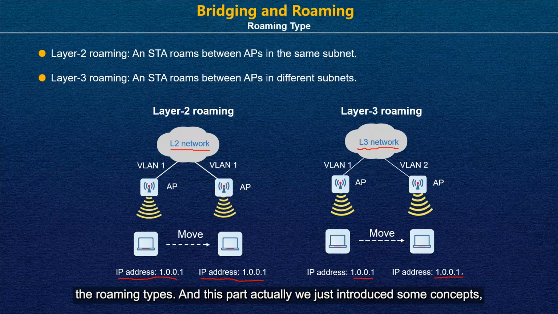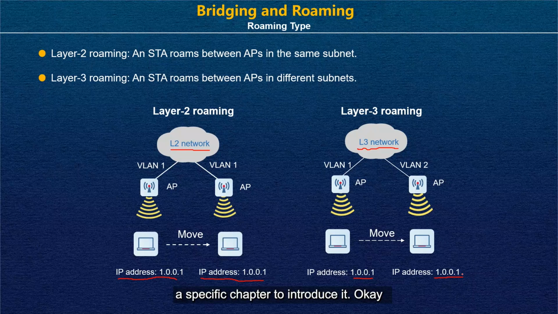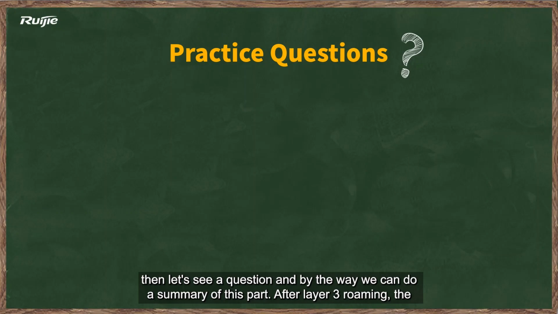At this part, we just introduce some concepts and some processes of roaming. But for some detailed information, we will have a specific chapter to introduce it. Okay, then let's see a question, and by the way, we can do a summary of this part.